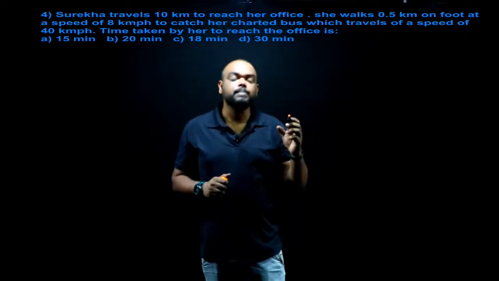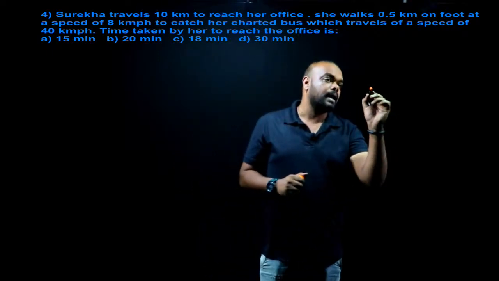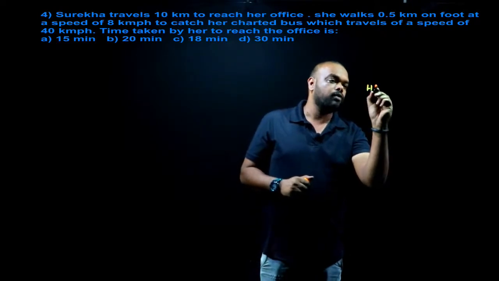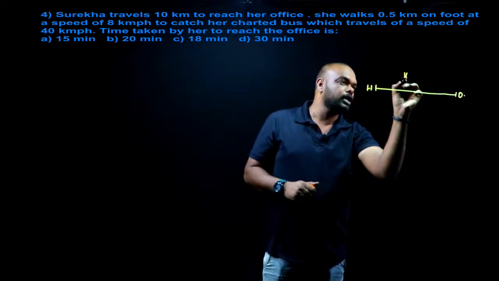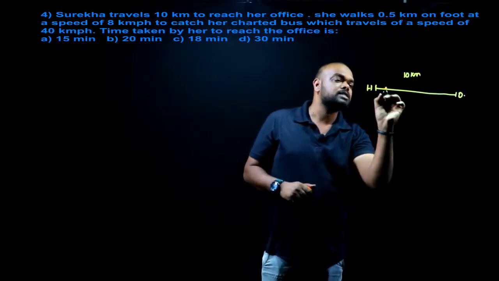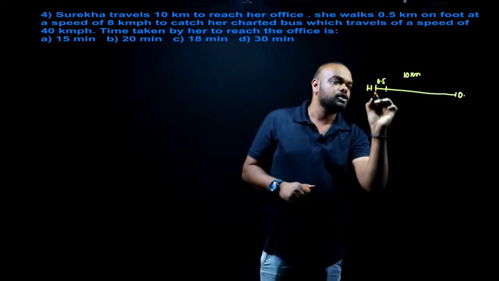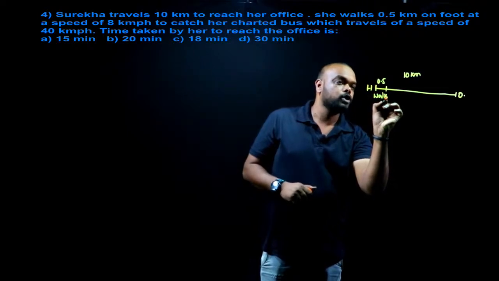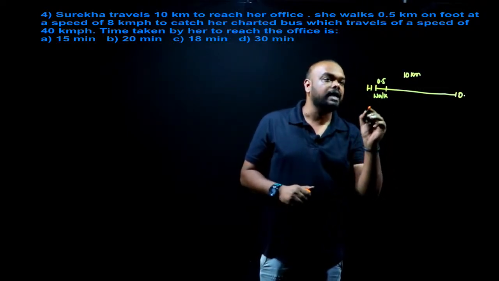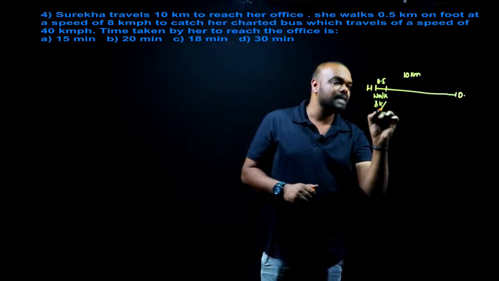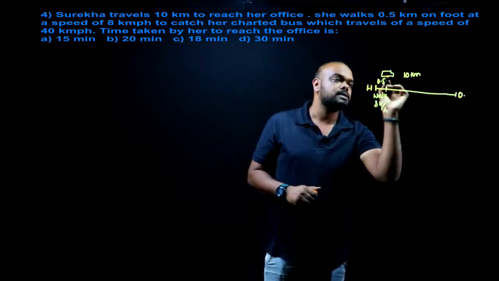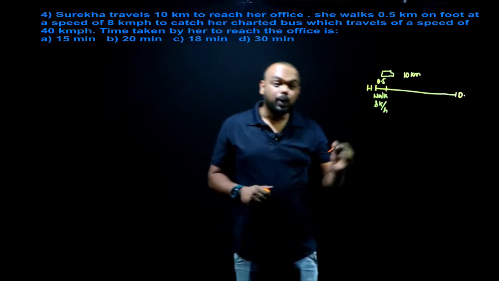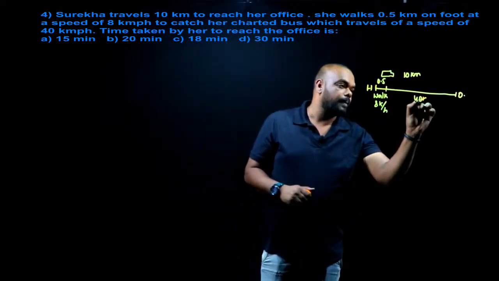Okay, guys, very simple question. She must go from her house to office. Totally it is 10 kilometers. Now what is she doing? First 0.5 kilometers she goes by walk at the speed of 8 kilometer per hour. Once she reaches here, there will be a chartered bus. Now the bus will go at 40 kilometer per hour.